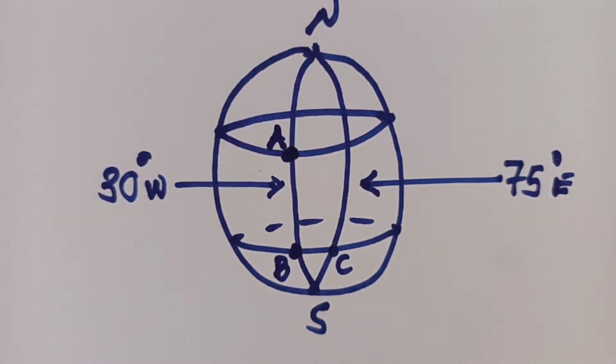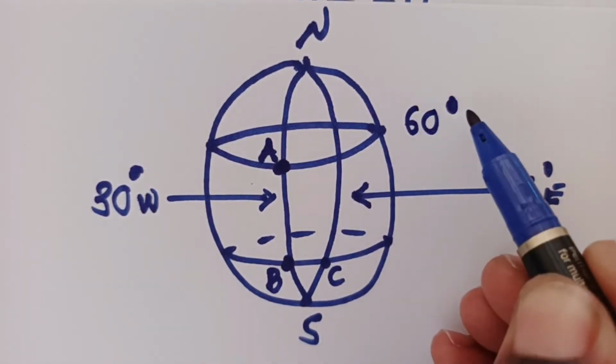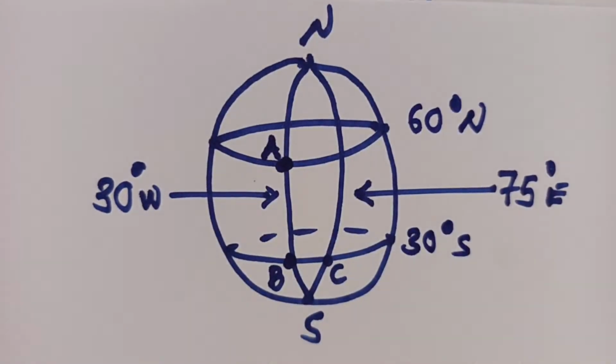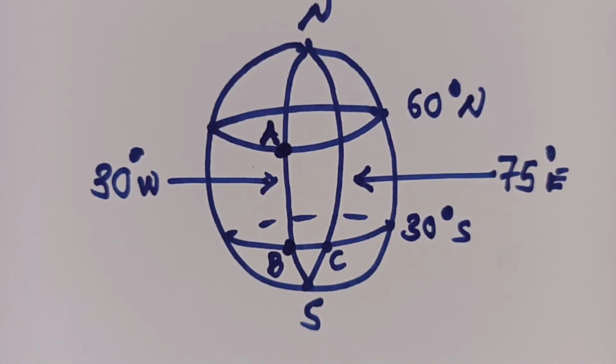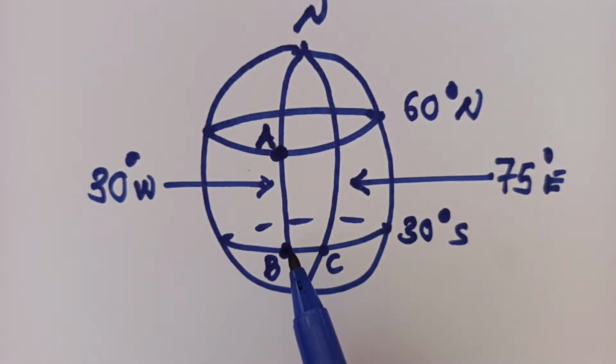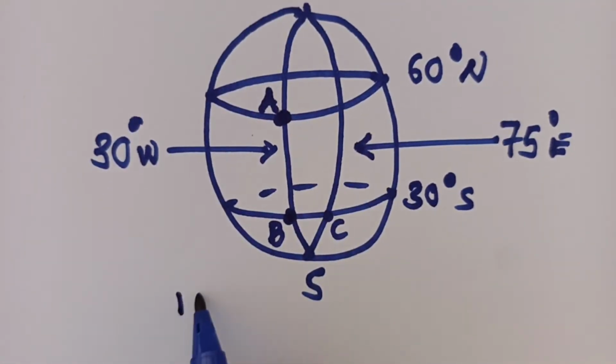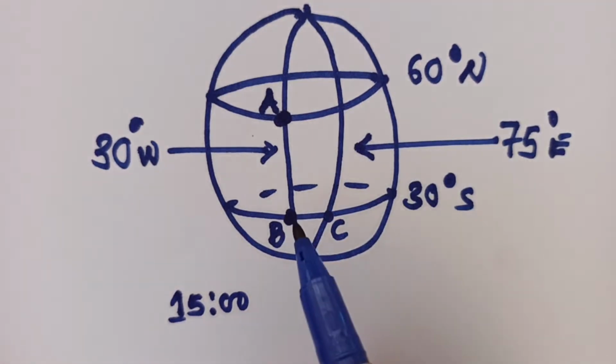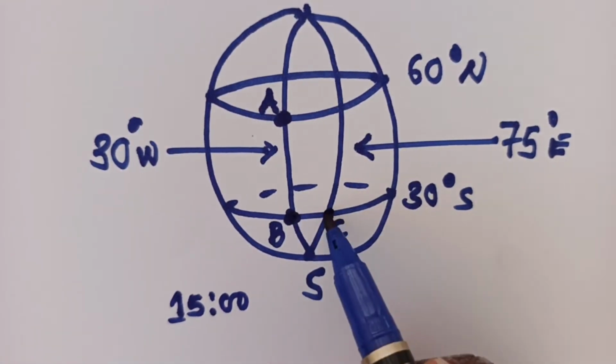So we know that this is 60 degrees north. Well, this is 30 degrees south. Okay, so this is what we have. And out of this diagram, the first question is, if the local time at B is 15 hours. So the local time at B is right here. If time here at B is 15 hours, so let's write it's 15 hours. What is the local time at C? So if the time here is 15 hours, what is the time here at C?